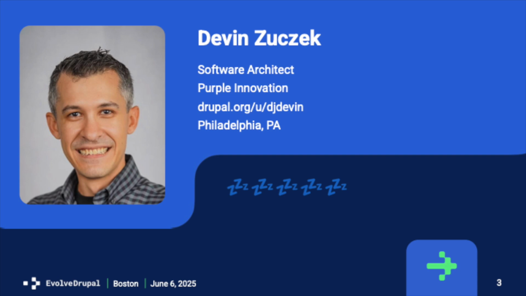So I'm Devin Zuczek. I'm a software architect at Purple Innovation. If that sounds familiar, it's actually the maker of the Purple mattress. So their site is Drupal. Thanks to them for letting me come up here and present.